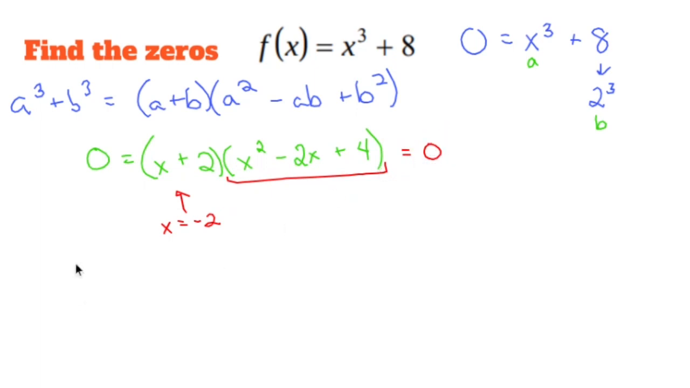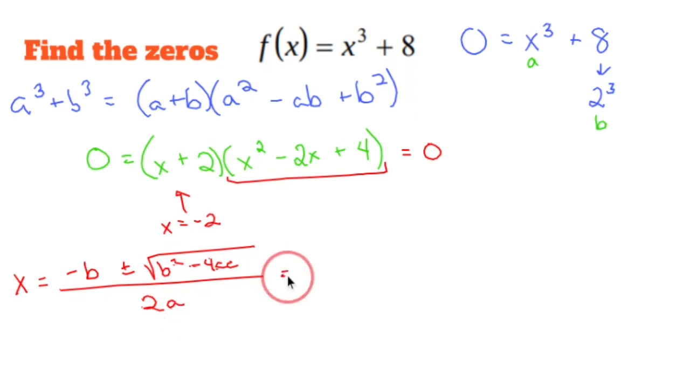Now, what I also know is this chunk right here is equal to 0. And we could probably use the quadratic formula to do it. So x equals negative b plus or minus square root b squared minus 4ac all over 2a. More singing. So let's plug stuff in. A is an invisible 1. B is negative 2, C is 4.